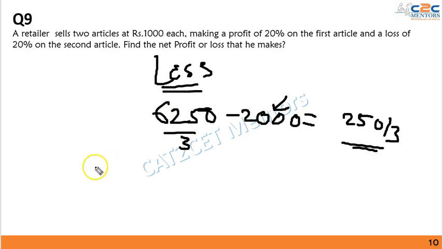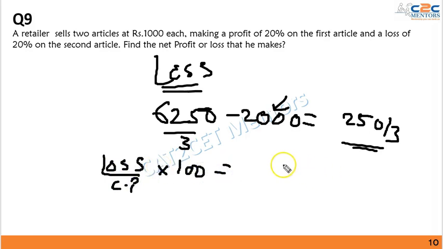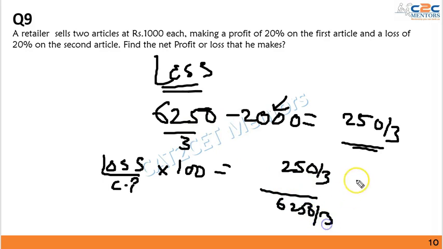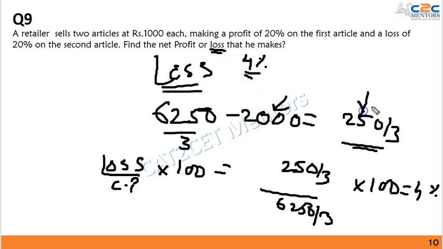Now to calculate the loss percent, loss upon cost price multiplying by 100. So this is nothing but 250 by 3 upon the net cost price 6250 upon 3, multiplying this by 100 is going to give me 4%. So the answer over here is that the retailer is going to make a loss of 4%, or in terms of value it is 250 by 3. Now let us solve this question by using the shortcut.